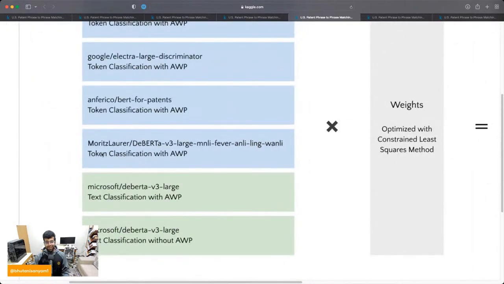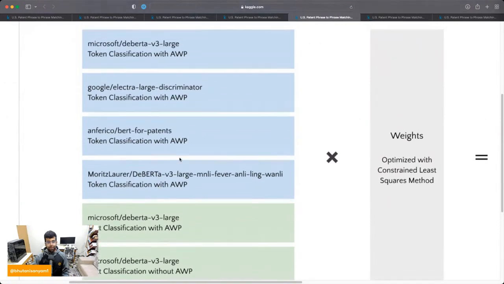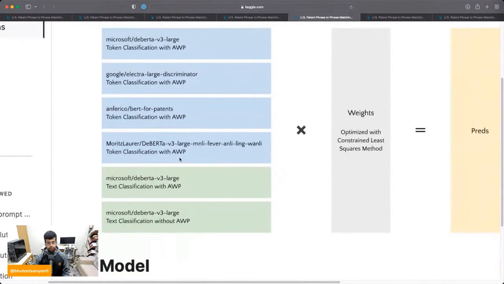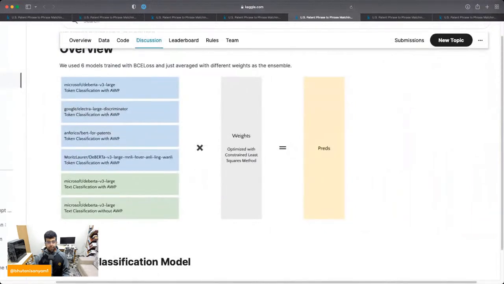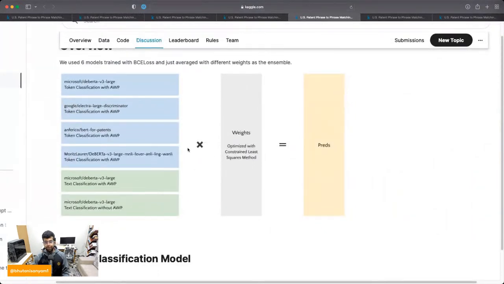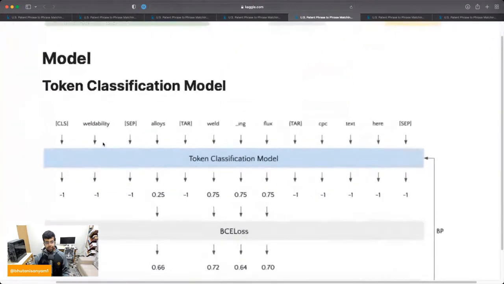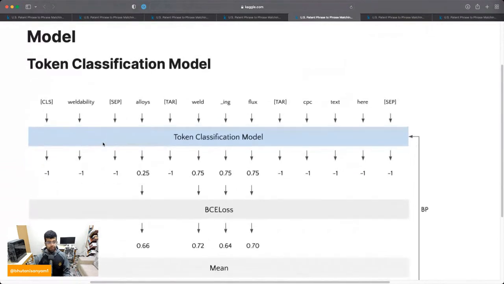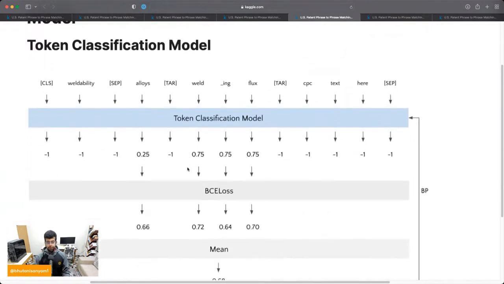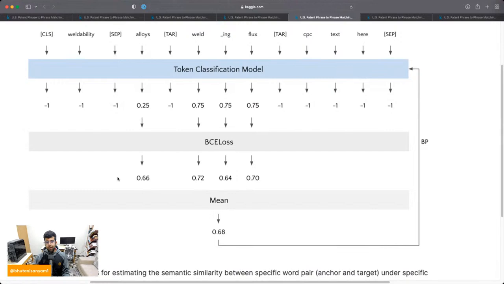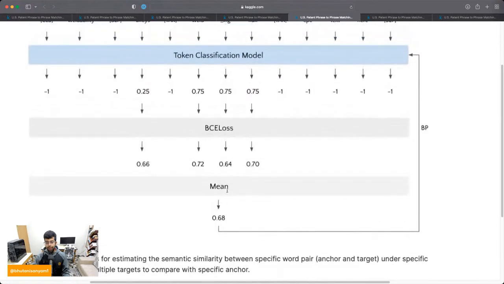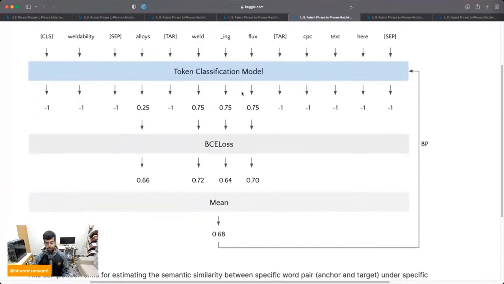I don't know what this stands for, but it says token classification with AWP was used in this approach. So it's also a mix of token classification and text classification, as you can see. The green ones are text classification. And all of these models were simply averaged with different weights. For the token classification approach, they share how this happens. The tokens are fed inside the classification model, which gives these scores from which you get a BCE loss, of which you take a mean across all of these predictions. And this mean is backpropagated to the model.